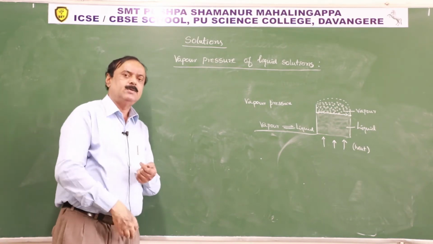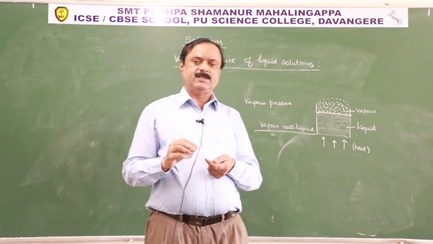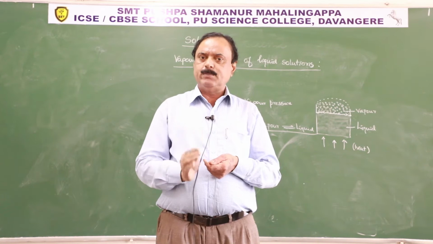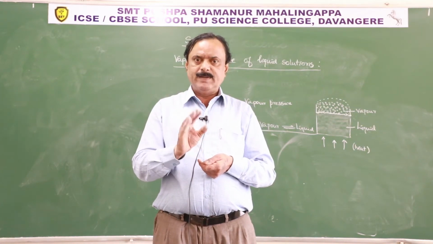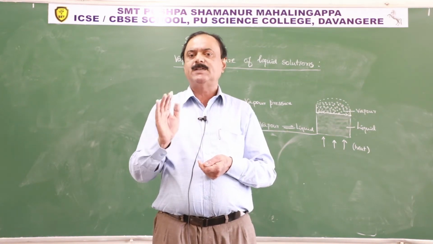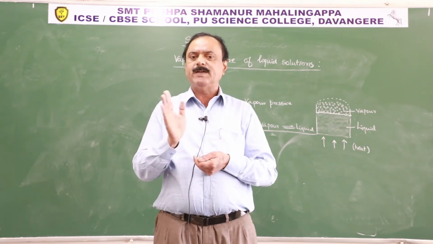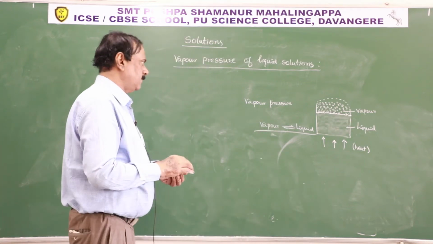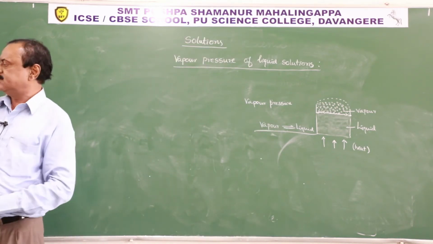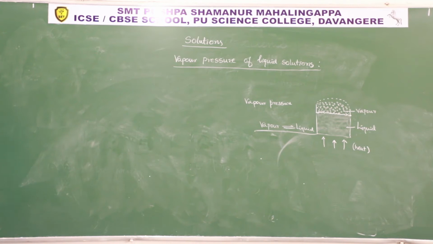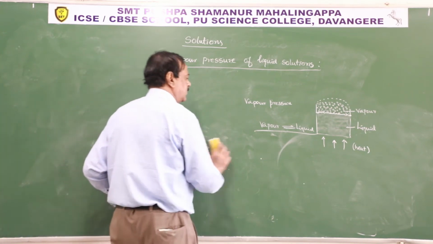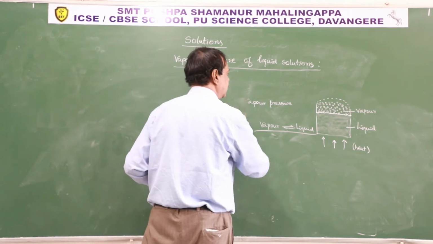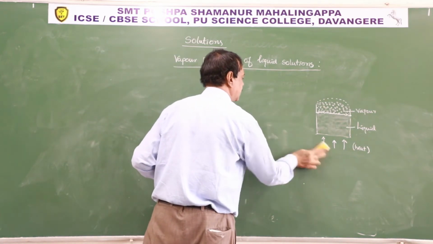Now very important, what do you mean by vapor pressure of the liquid solution? Pressure exerted by the vapors above the surface of the liquid, where the vapor is in equilibrium with the given liquid, is called vapor pressure at the given temperature. Now it depends upon various factors. Vapor pressure depends upon the temperature and it depends upon the nature of the liquid.